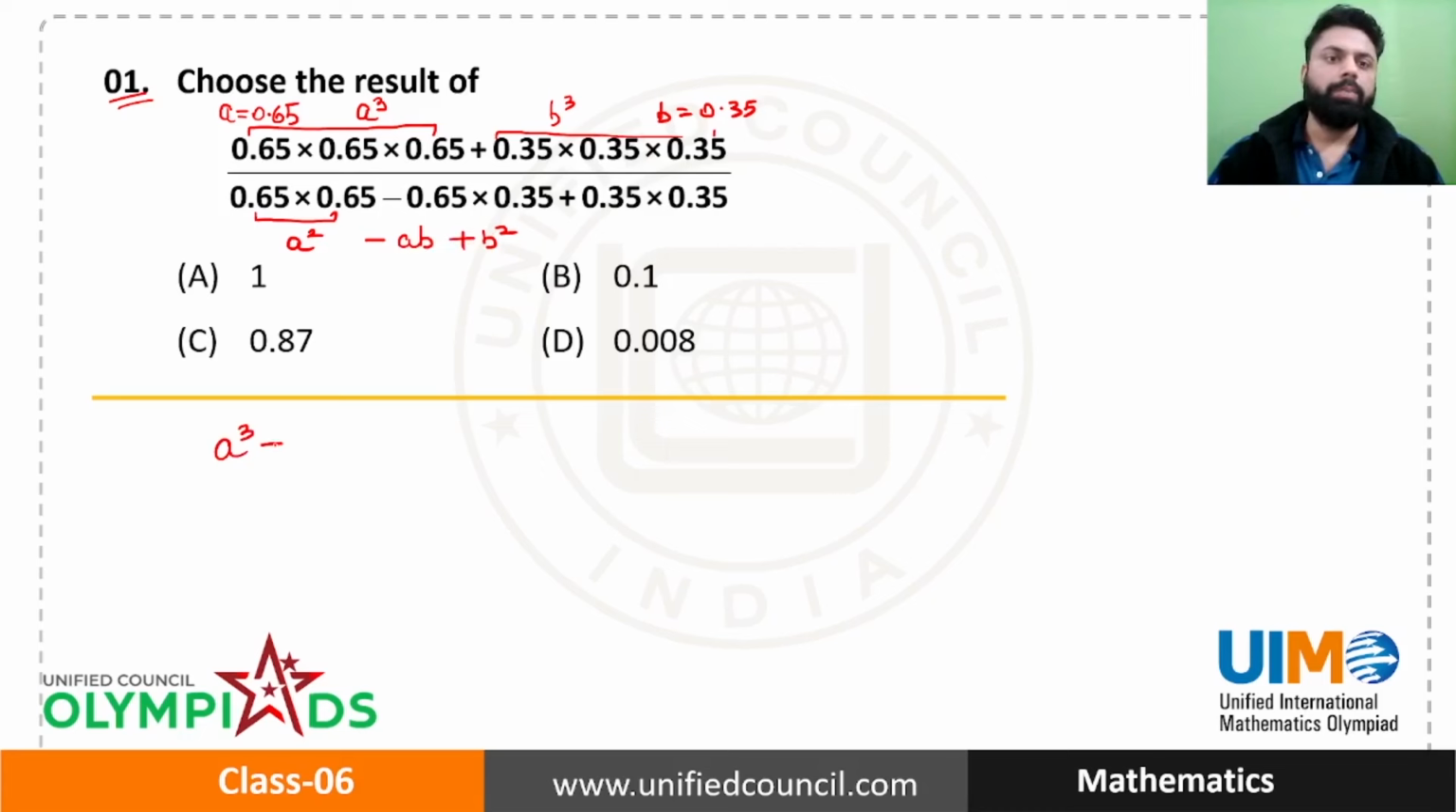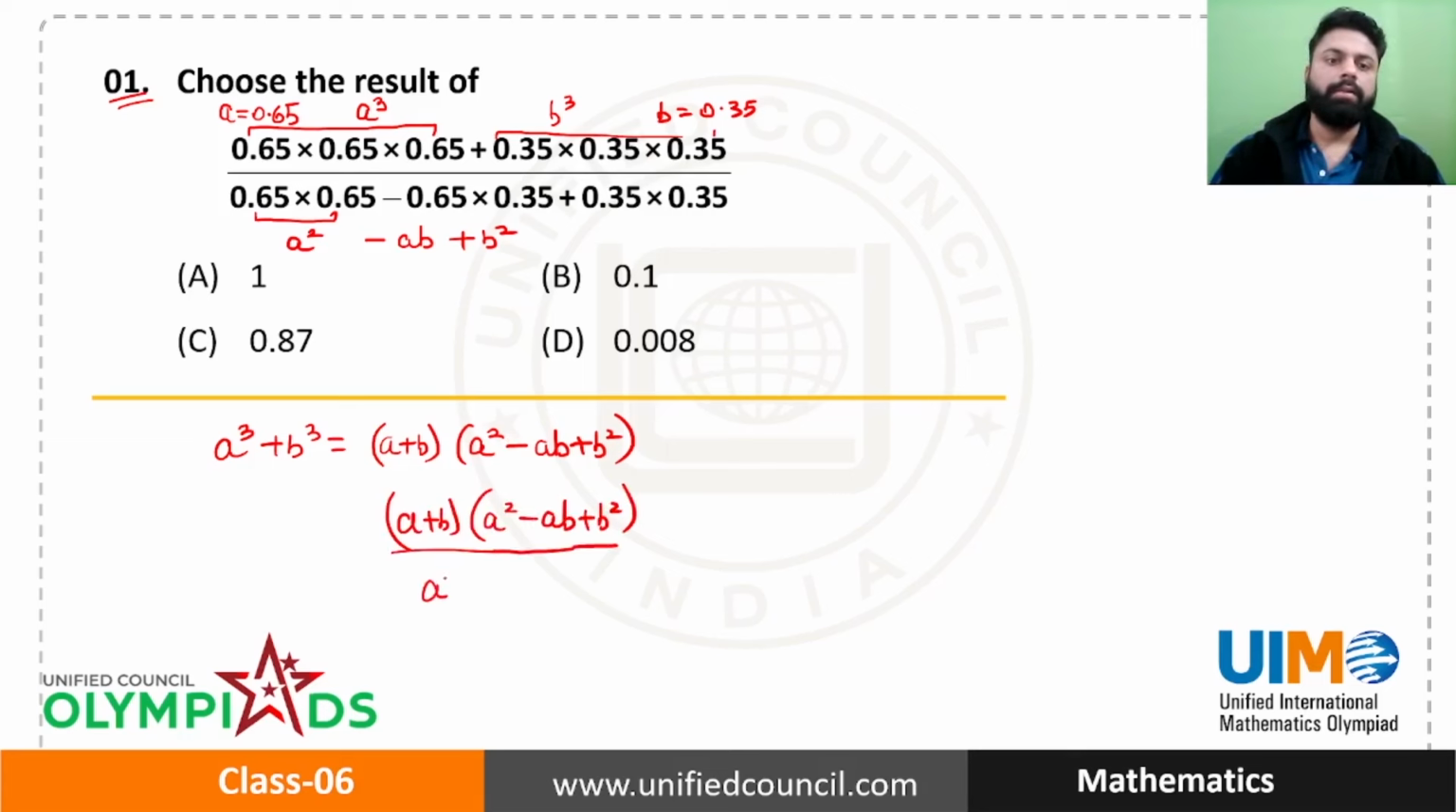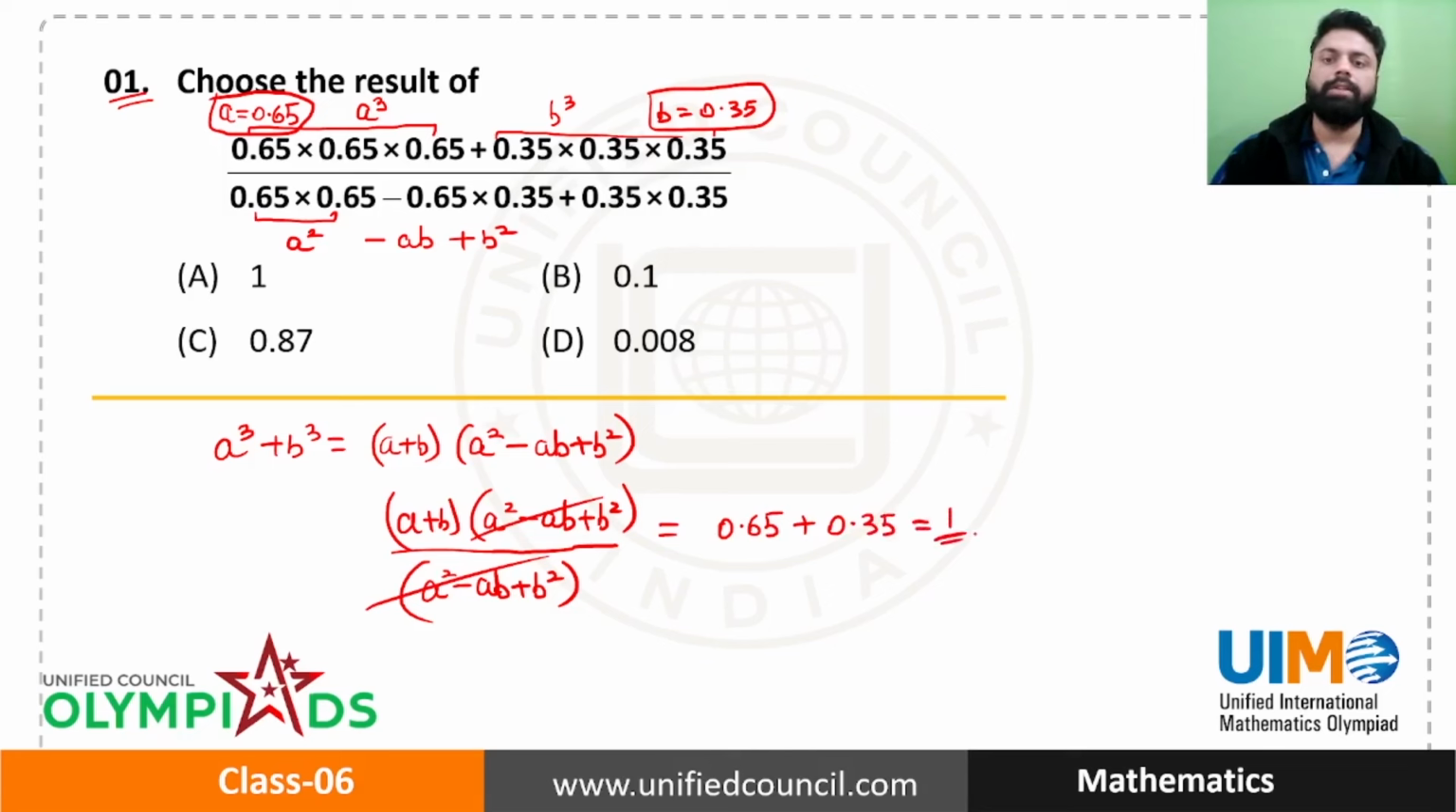We know that a cube plus b cube can be written down as a plus b multiplied by a square minus ab plus b square. So this can be written down as a plus b multiplied by a square minus ab plus b square divided by a square minus ab plus b square. We are assuming these two values, that a is equal to 0.65 and b is equal to 0.35. So this will get cancelled out. This is a plus b, that is 0.65 plus 0.35, that is equal to 1. So A option is the correct answer.